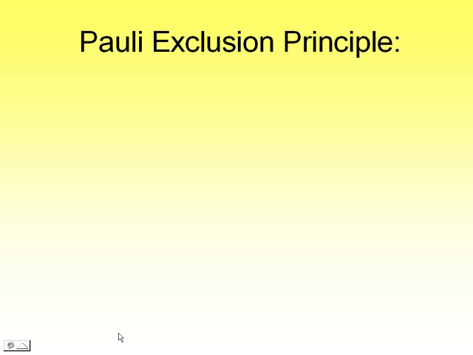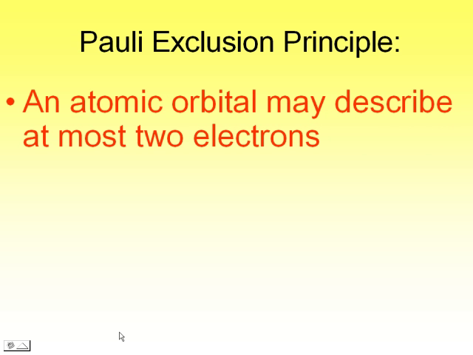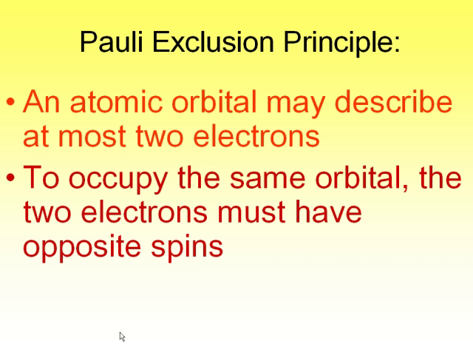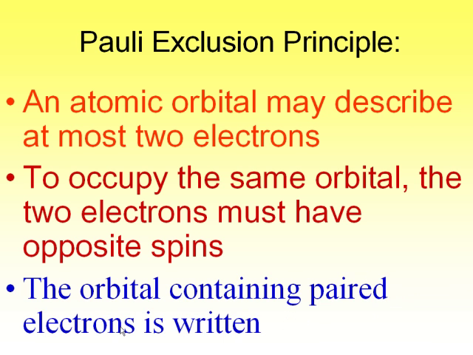Pauli exclusion principle. An atomic orbital may describe at most 2 electrons. That's what I was just talking about. To occupy the same orbital, 2 electrons must have opposite spin. The orbital containing paired electrons is written.